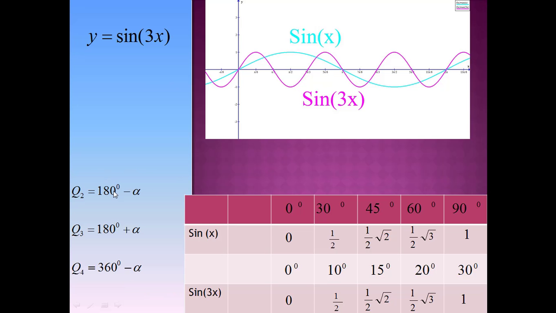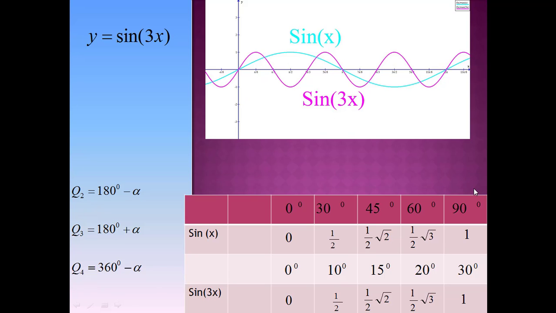Okay, this is how to draw sin 3x. If you want to draw y equal to sin 3x, you must know how to draw sin x. For sin x, at degree 0 the value is 0, 30 is half, 45 is half square root 2, 60 is half square root 3, and 90 is 1. This is for quadrant 1. For quadrant 2, you will follow this and you can continue to here.